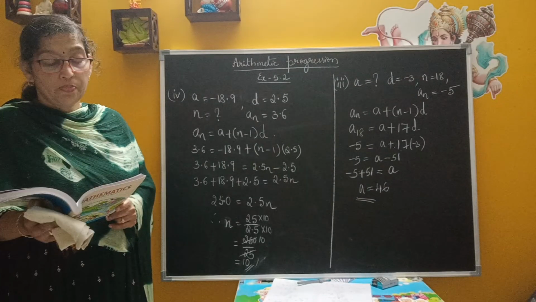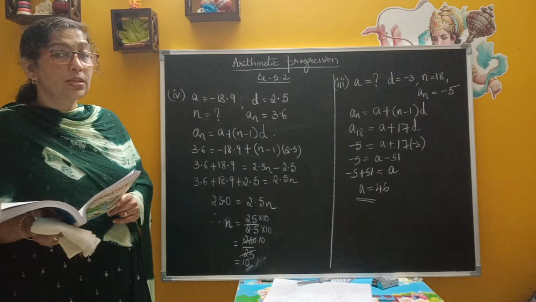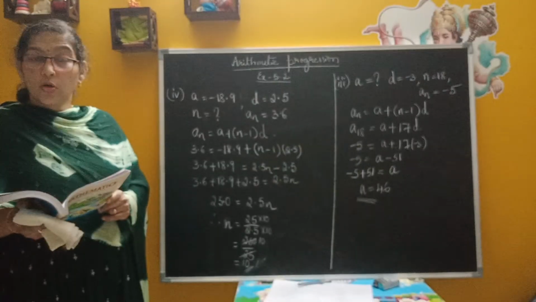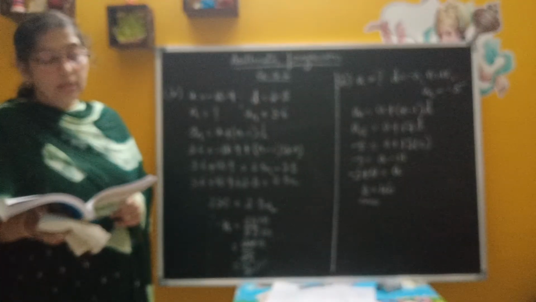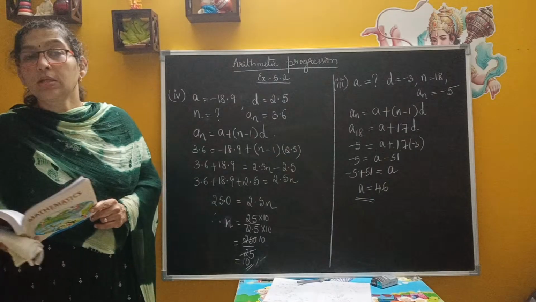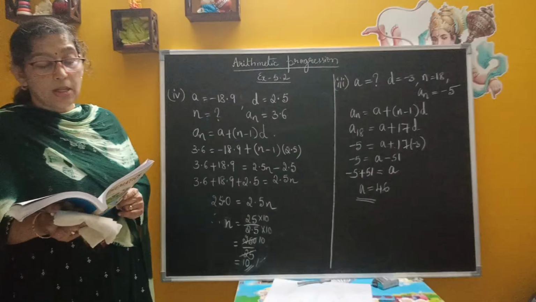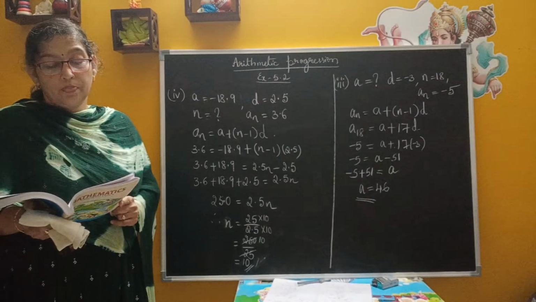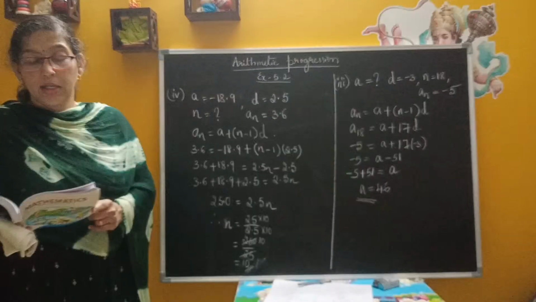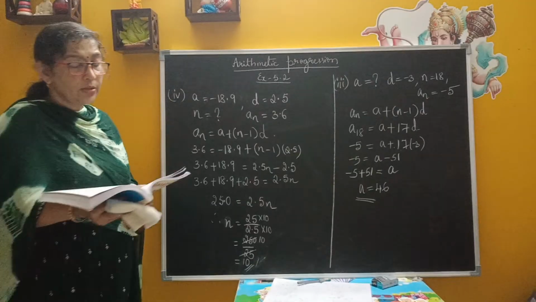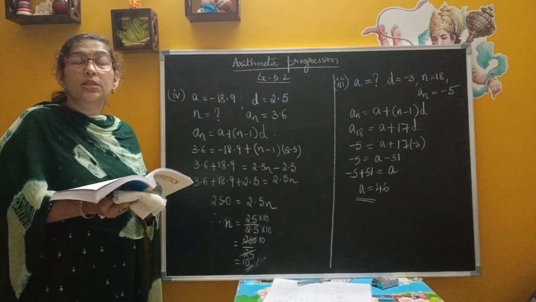d, how much? It is 7 minus 10, which is minus 3. Or 4 minus 7 is minus 3. And the n value, since we have to find the 30th term, take n is equal to 30. Then use the formula and find the value. So you need to find the value of a30. It is a plus 29d.